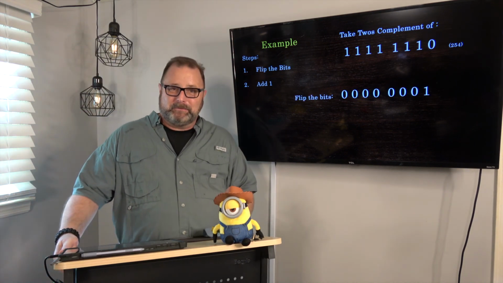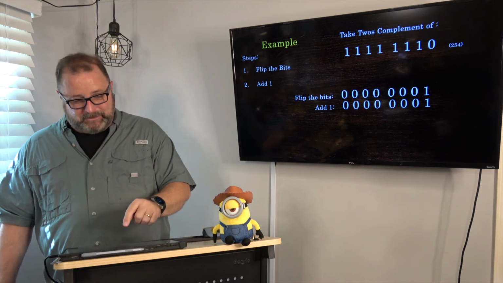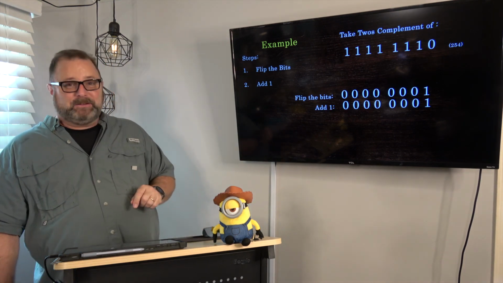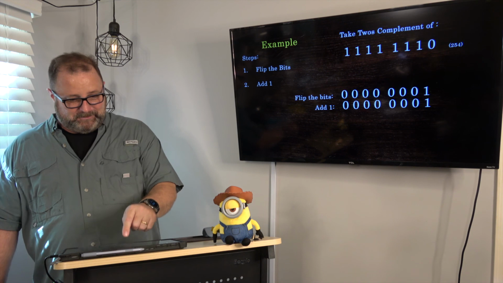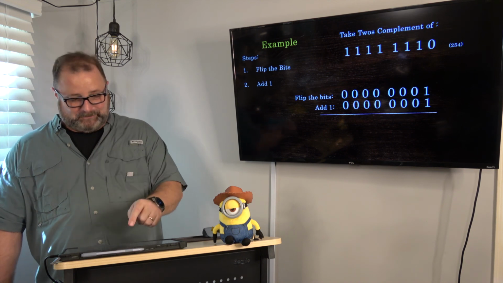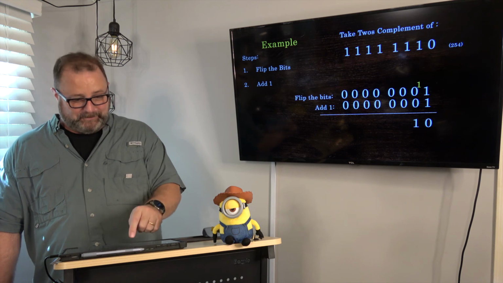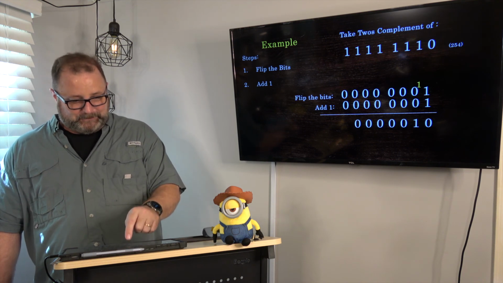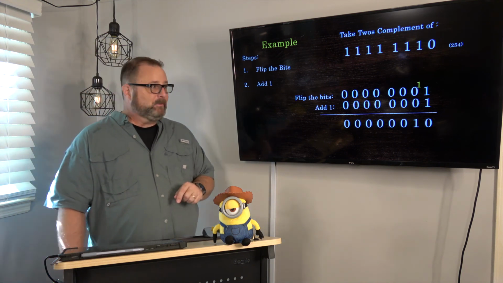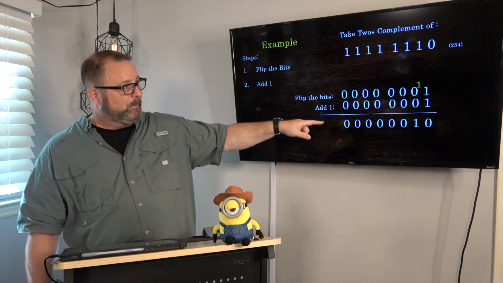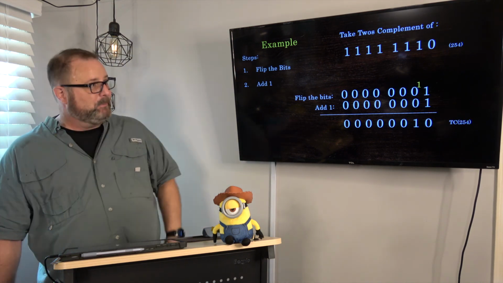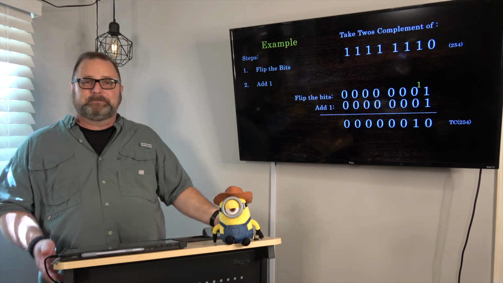Okay? No big deal. Now when I add 1 to that, okay, this should not be hard. Even I can do this, okay? 0, carry the 1, I'm done. Right? Okay? So literally the binary number for 2 happens to be the 2's complement of 254.